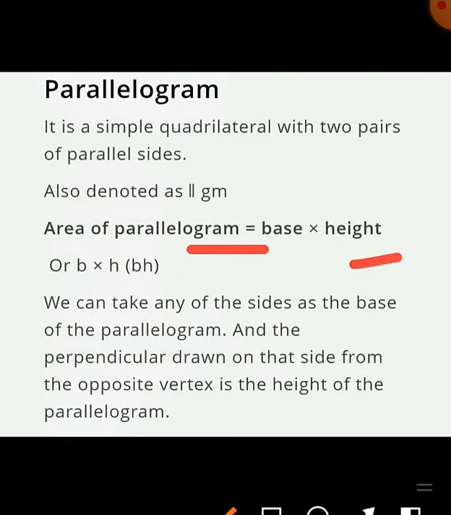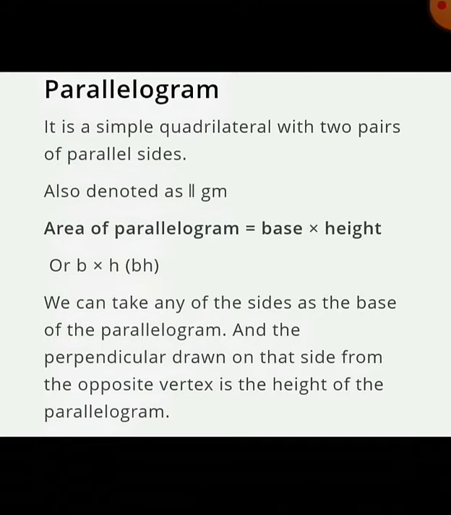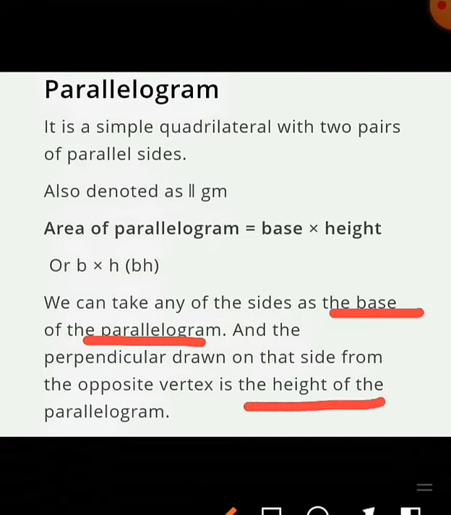Now when we talk about height, the height is always straight. We have to see that the height should always be straight, it should be perpendicular. So how can we take the height? We can take any of the sides as the base of the parallelogram, and the perpendicular drawn on that side from the opposite vertex is the height of that parallelogram.